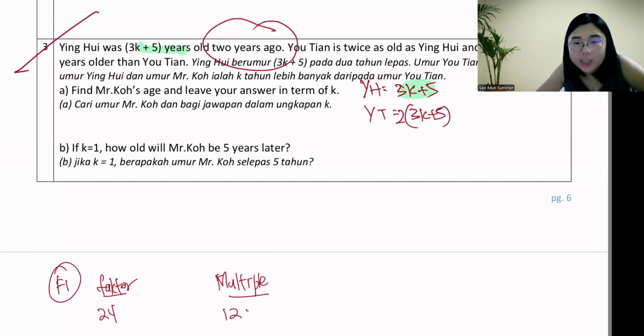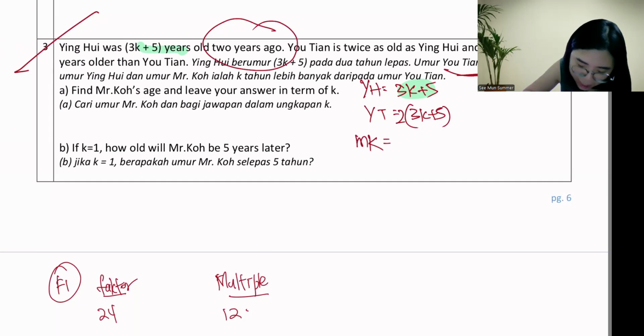So far okay? Jaden, you okay? We have to do it slowly. Yu Tian, yalah 2 kali. So times 2. Yes, times 2. And then after that, they say that lastly, we have another person called Mr. Ko. Mr. Ko is K years older than Yu Tian. So who is older? Mr. Ko or Yu Tian? Mr. Ko. So we do this plus K.